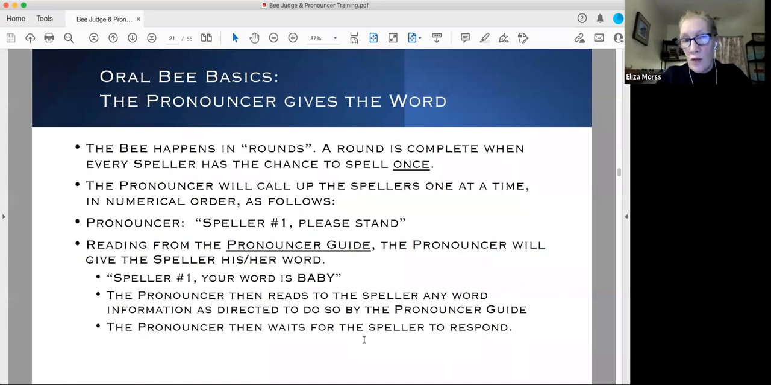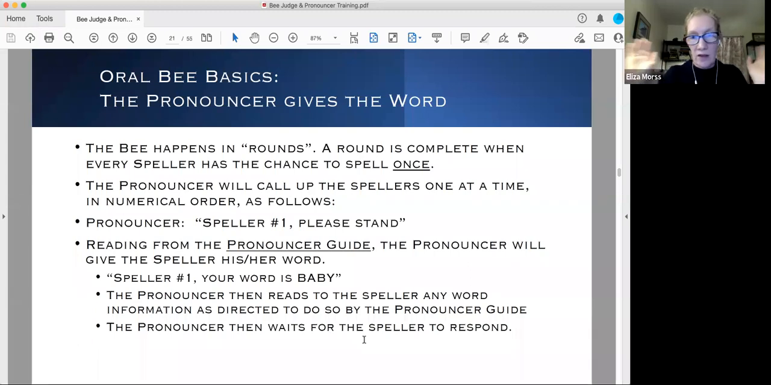The pronouncer gives the word. Every spelling bee happens in rounds. A round is complete when every speller has had the chance to spell once. So if you have 60 spellers, a round is speller 1 through 60. Round 2 starts with speller number 1, or if speller number 1 went out in round 1, it'll start with the next speller in that order. The pronouncer calls the spellers up one by one and gives them each a word. They all get a different word. Words are not repeated. Each person gets an individual word.